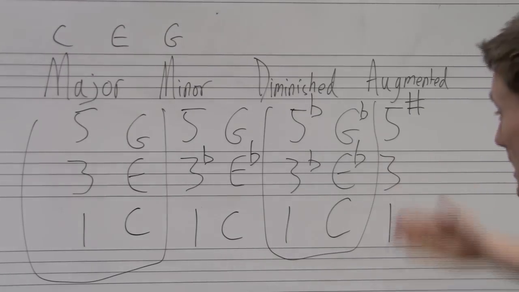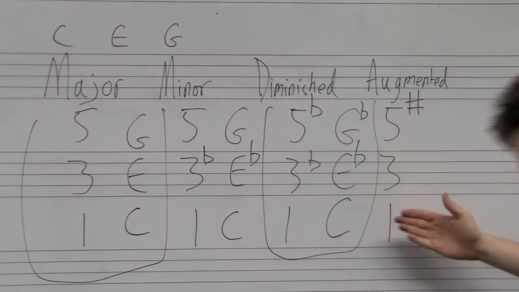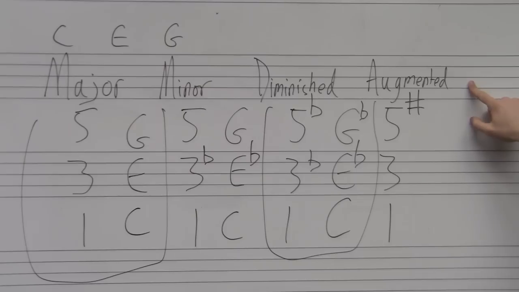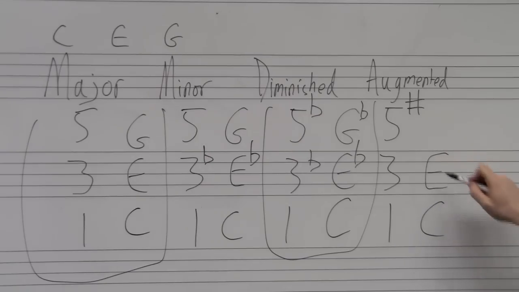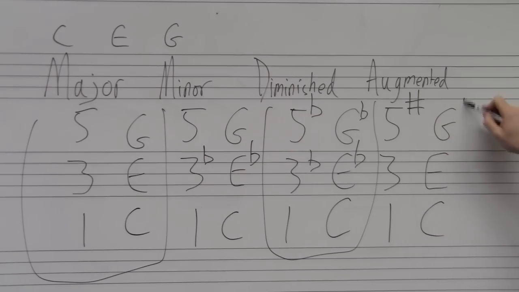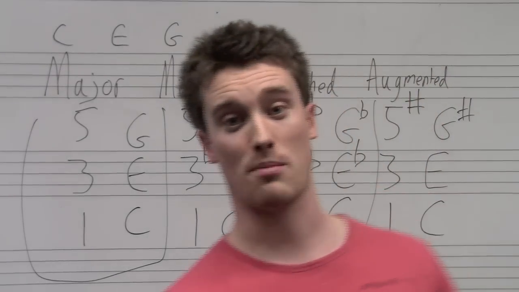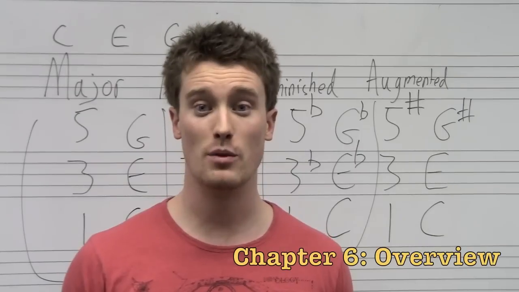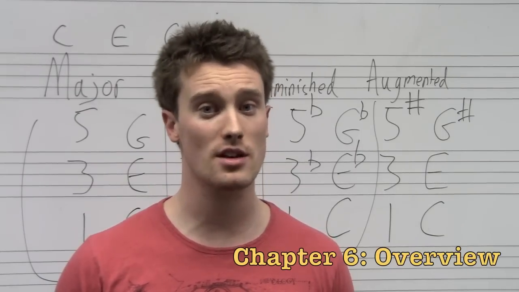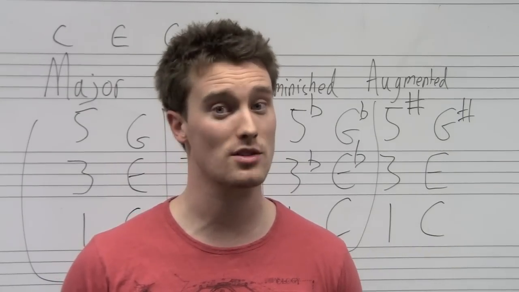And now we have the final one, it'll have to be off frame. We have the augmented, okay? And it's 1, 3, and a sharp 5. So the 1, of course, is C, the 3 is the E, and the 5th is G, but it's not a normal G, you have to sharpen it. So G becomes G sharp, over there. And that's it. So now with this knowledge, you can make any major, minor, diminished, or augmented triad that there is.